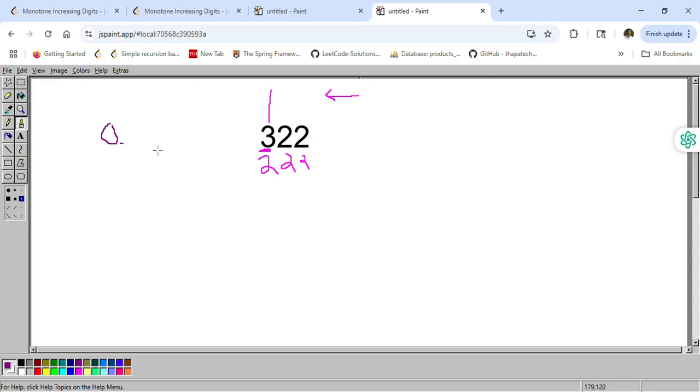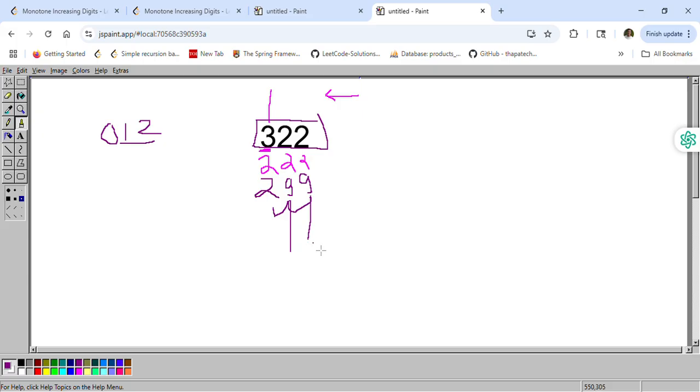So for the remaining indexes, what are they? 1 and 2, because there are 3 digits there, right? So for remaining indexes 1 and 2, which are these two numbers, I will change them to 9, right? To 9. So the number will become 299, correct? 299 is my number. And why is this number monotone increasing? Yes, 99 is increasing, 29 is increasing, and this is the largest possible number which is less than or equal to the given number, which is monotone increasing.